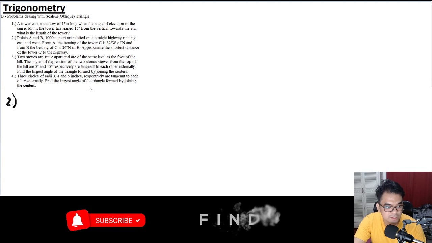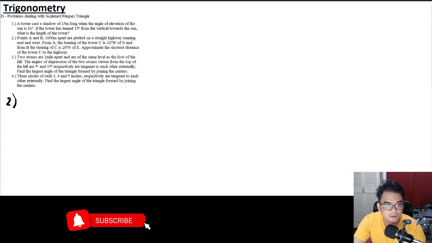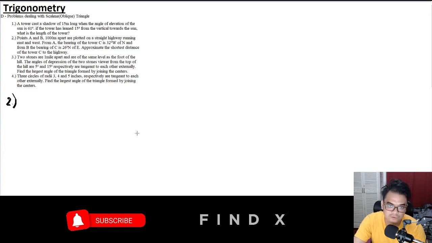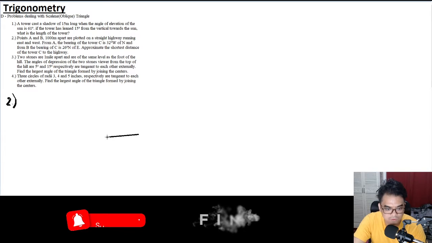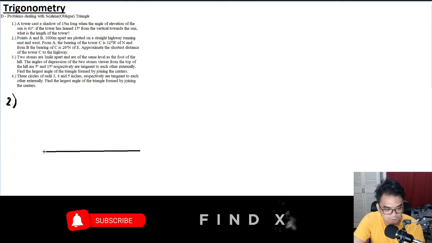We can already assume that tower C is not along the highway, but points N, A, and B are on the highway. It's running east and west, so it should be from east going to west. That is from right to left.